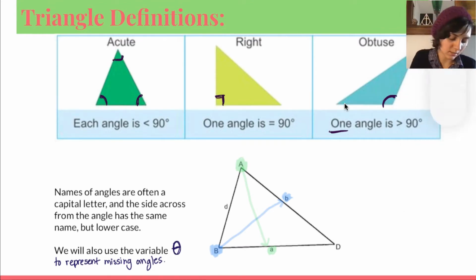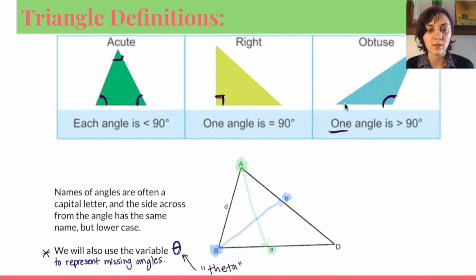And then there's this final note down there. We will also be using the variable theta. In case you haven't seen this before, that is pronounced theta. That's a Greek letter, like pi. It is a variable to represent an angle, and we're going to be using that to represent missing or unknown angles.